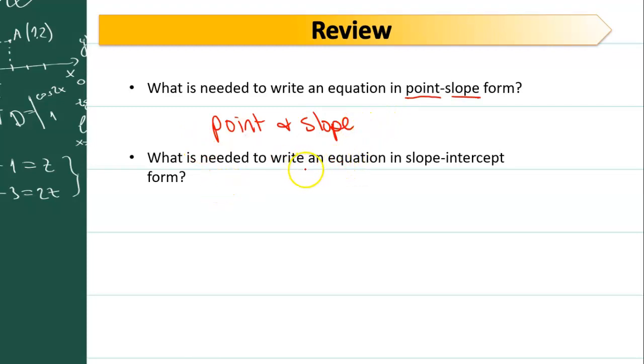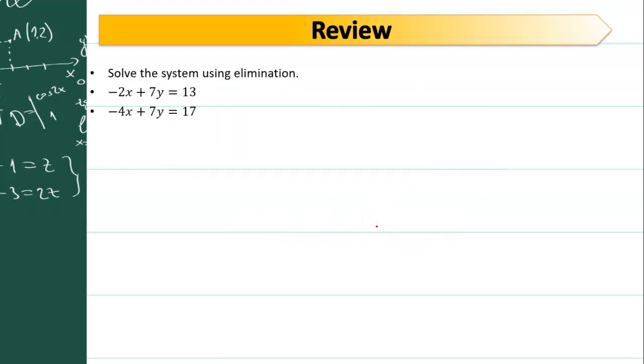What's needed to write an equation in slope-intercept form? Look at the word. You need the slope and you need the y-intercept. The words tell you what you need for those two equations. So for point-slope form, you're using a point and the slope. For slope-intercept form, you're using the slope and the y-intercept.